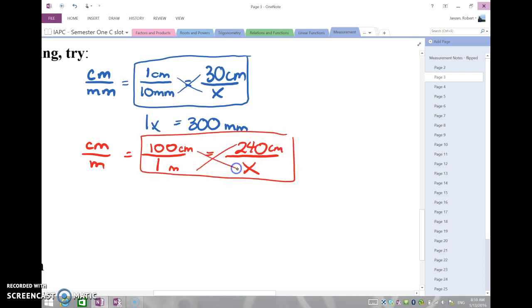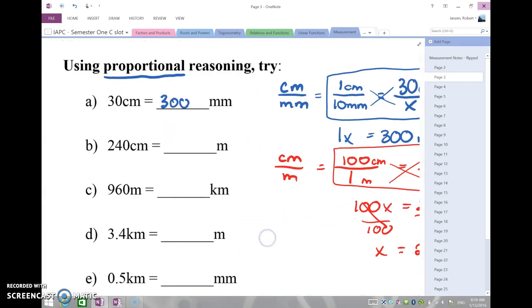I'm going to cross multiply. I get 100x is 240 centimeters. To get x by itself, I'm going to divide by 100. And so x is 240 divided by 100, which is 2.4. So 240 centimeters is 2.4 meters. And this kind of strategy you can use on any of these. Okay, all you need to do is take a look at the first unit.